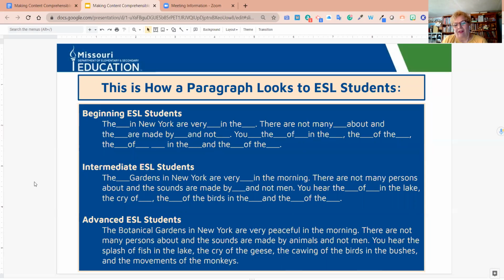At the intermediate level, they've gained a few more words. So they're going to pick out things like morning and person and sounds and cry. So they'll add a few more to it, but they don't get the gist of the whole paragraph unless we front load some of this other vocabulary that our advanced students are going to get. So that kind of gives you a visual image of what the progression of reading a paragraph would look like for our students if we don't put in those supports and provide that information ahead of time.